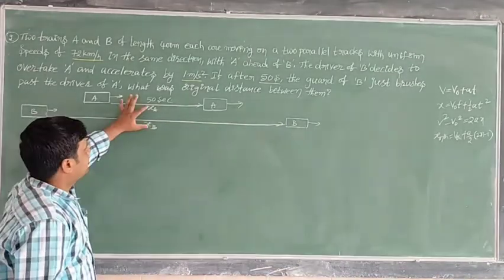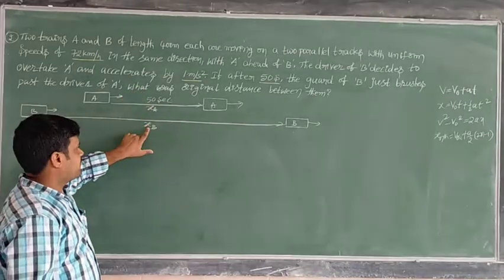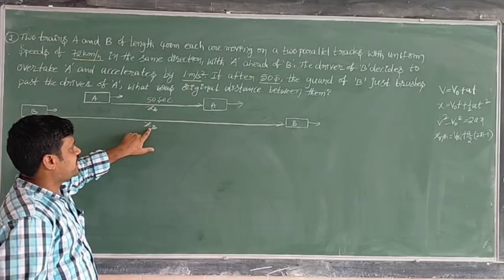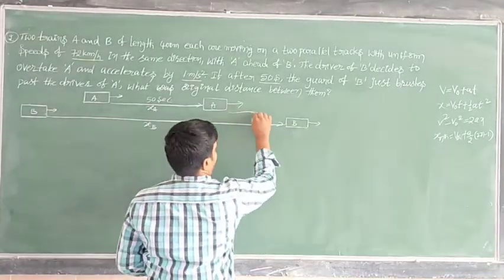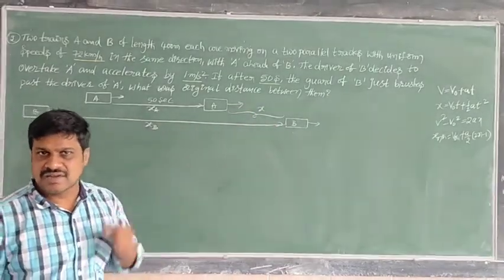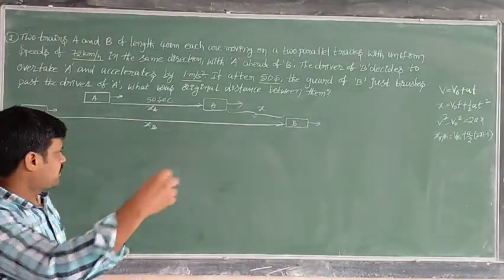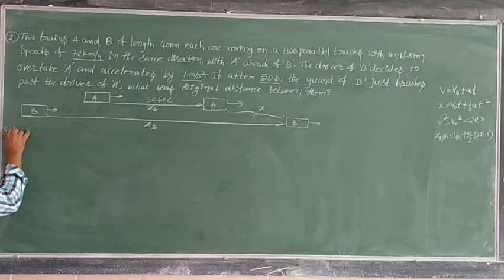That means if these two distances we find out, the distance of train B and the distance of train A, and if you subtract, you may get the original distance between the two trains. This is the question. Now let me find out the initial velocity of two trains. Solution.